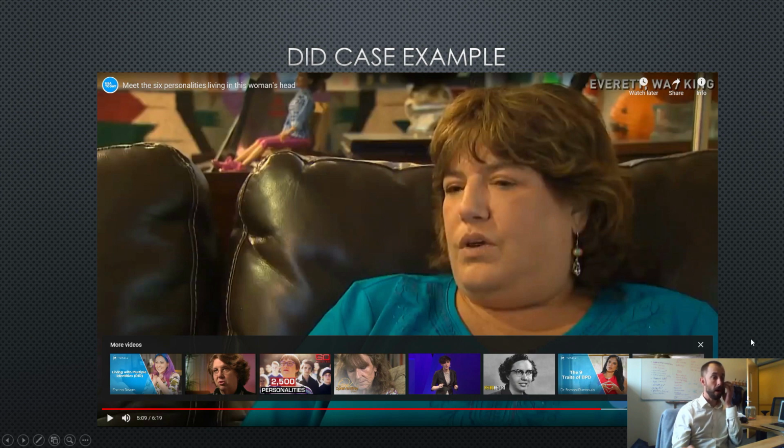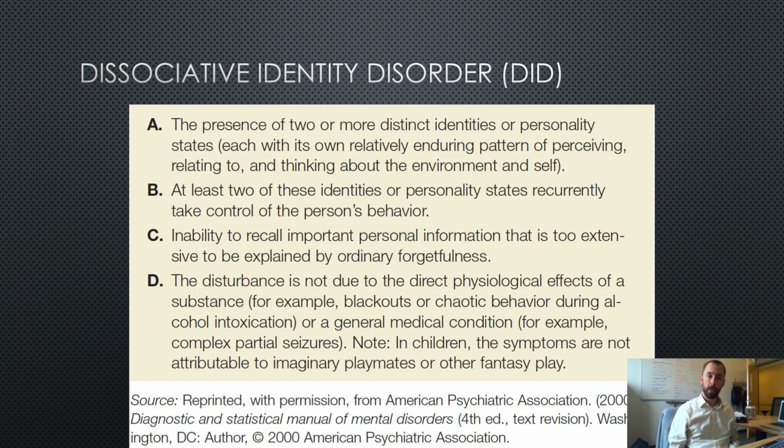Okay, I'm going to stop it there. Okay, so that video gave you a sense of what it's like. In the DSM, this is the official definition. You have to have the presence of 2 or more distinct identities or personality states. And each has to have its own relatively enduring pattern of perceiving, relating to, or thinking about the environment or self. In other words, 2 or more distinct personalities.